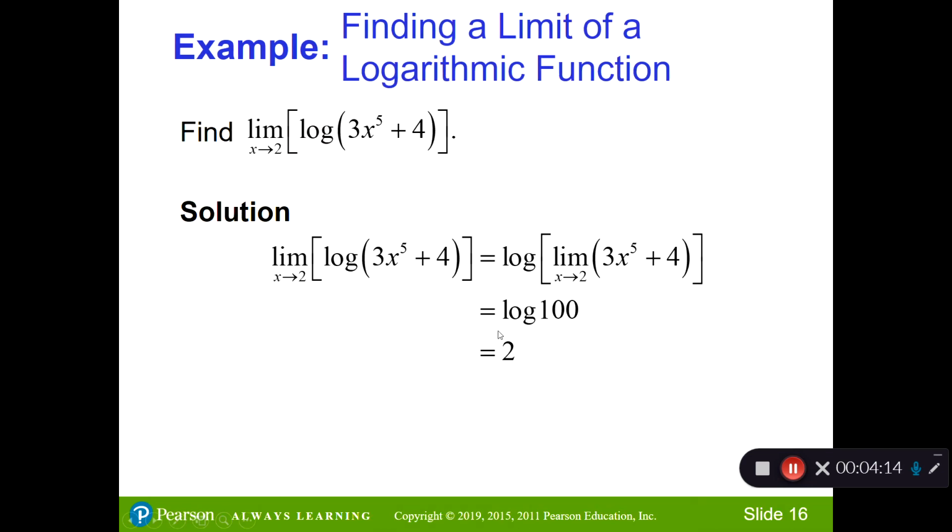Go ahead and plug directly in. So I would have log of 3 times 2 to the 5th plus 4. So 2 to the 5th is 32 times 3 is 96 plus 4 is 100, log of 100. So remember, this is saying the base here is 10. So what exponent do I need to raise 10 to make 100? The answer is 2.